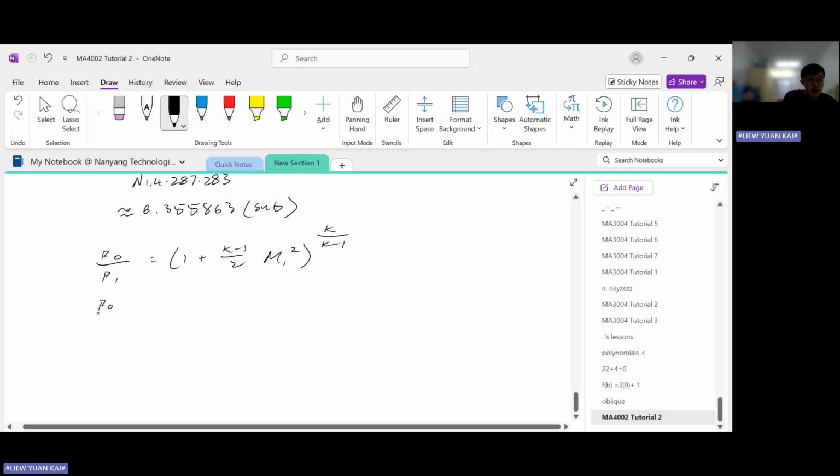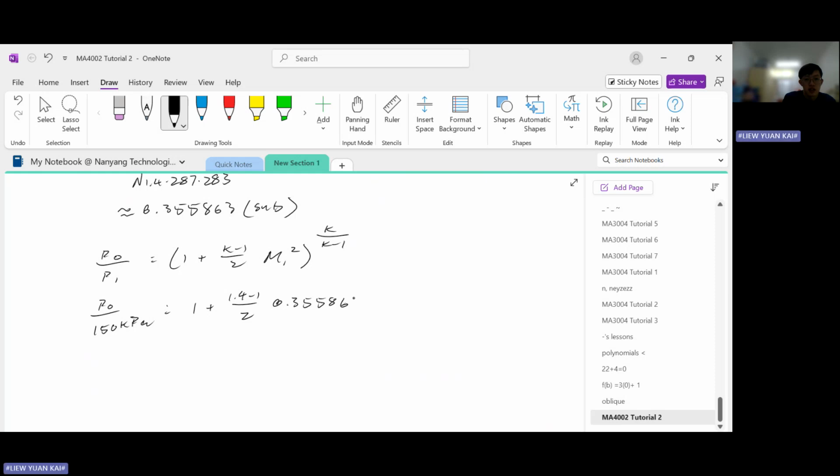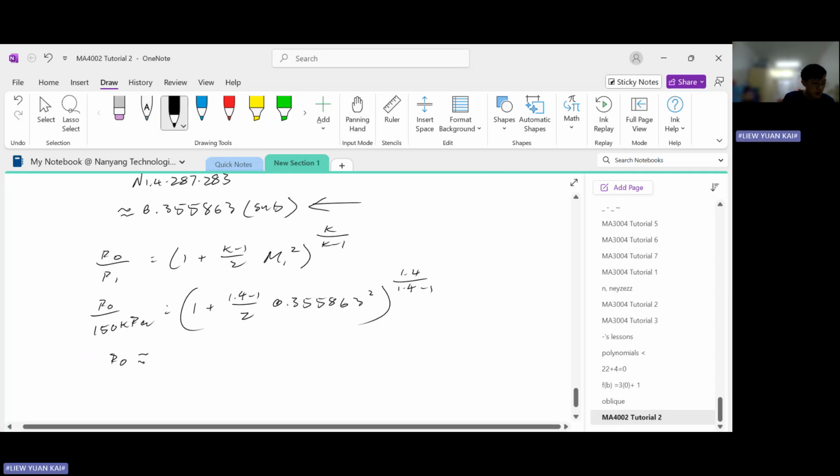So P naught over P1. P1 they told us is 150 kPa. Then for air, K is 1.4. M1 is the value we found just now, 3.55863 squared. Just FYI, the Mach number is from here. You calculate your P naught, and it'll be 163.7 kPa.